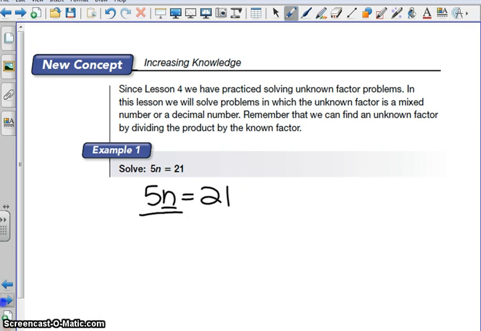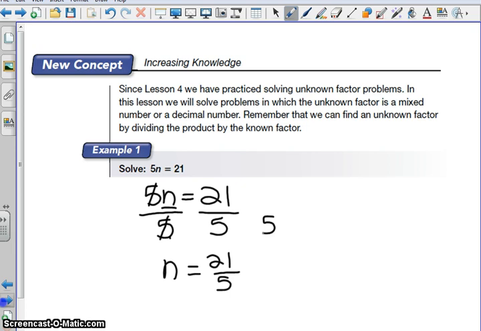So in order to isolate the variable, we need to get rid of this 5. By dividing it by 5, it equals 1 and we can cross it off. What you do to one side, you have to do to the other to keep it equal. So we have a new problem. N equals 21 over 5.